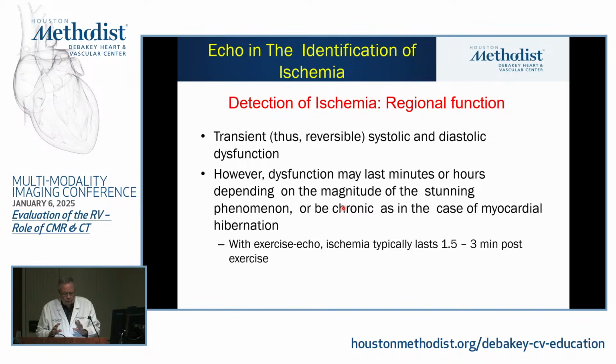So what are we looking for? We're looking for a transient, i.e. reversible, systolic, because we are not doing regional diastolic function yet, a systolic abnormality that is new and transient because it occurs with the stress and eventually gets better as the ischemia disappears.